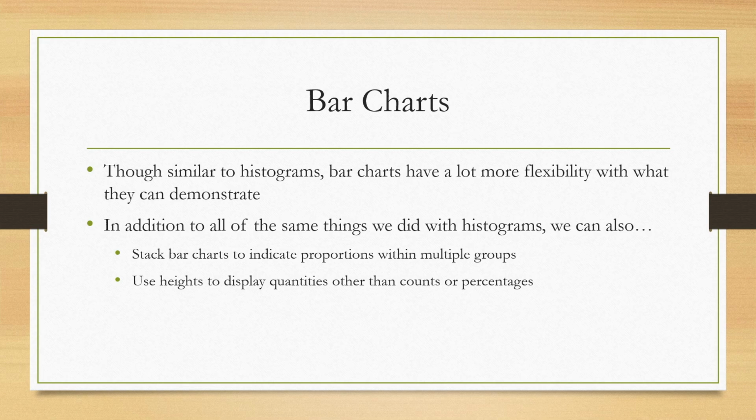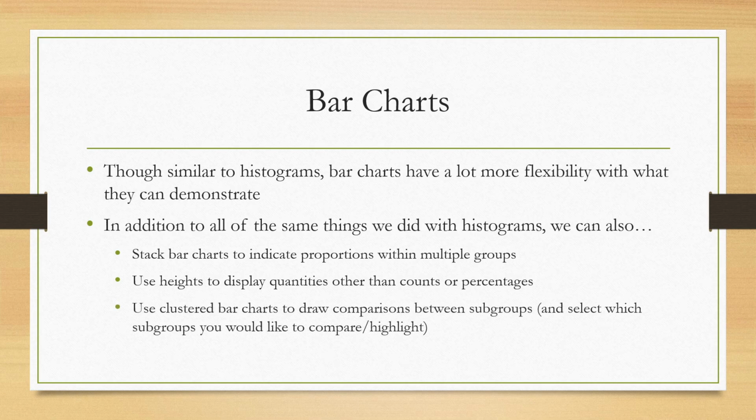Maybe with male and female, instead of using the height to display how many individuals are in each, I look at the average number of polyps within each. And that's something that I just can't really do in a histogram. I can also stack bars to indicate proportions within multiple groups. What proportion within females was assigned the placebo? Finally, I can use clustered bars to draw comparisons between subgroups.